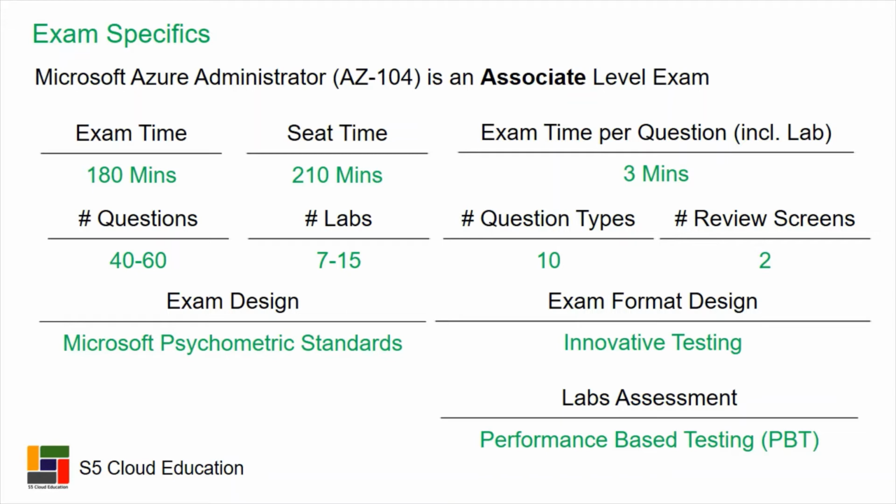This time includes responding to the question, revising them, marking the question for review or comments, and also clicking the next or previous button. I will explain in detail about the Microsoft Associate Level exam in my next video. Besides, the total number of question types is 10, while the number of review screens is around 2.